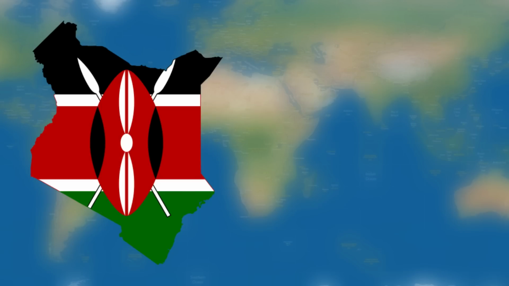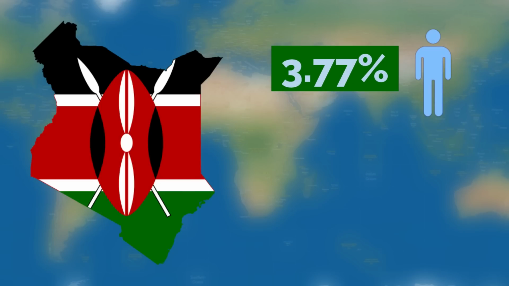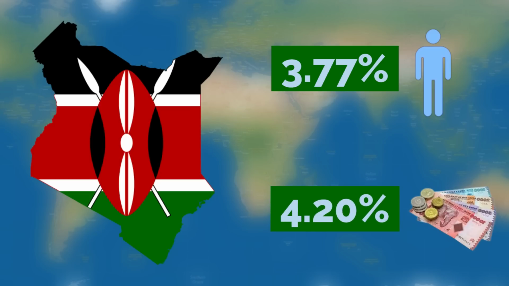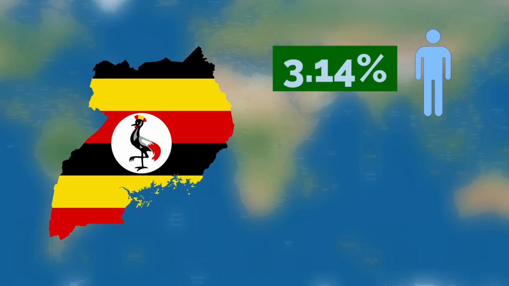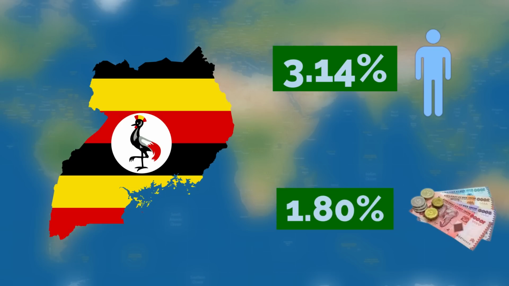Kenya's population accounts for just 3.77% of the African population, but its economy accounts for about 4.2% of the African economy. Uganda's population accounts for just 3.14% of the global population, but its economy accounts for about 1.8% of the African economy.